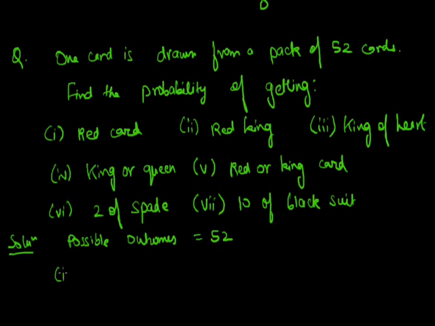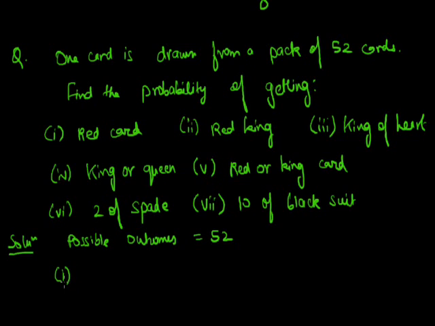So in the first case, we need to find out the probability of getting the red card. As you can see, out of 52 cards, there are four possible suits in the pack: two of black color and two of red color. The two red color suits are diamond and heart. And the two black color suits are spade and club.